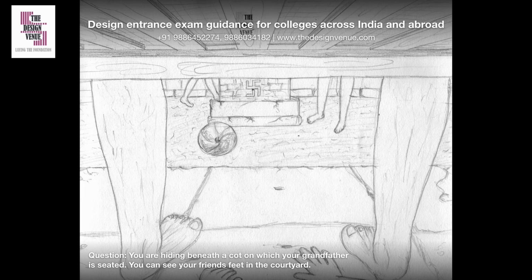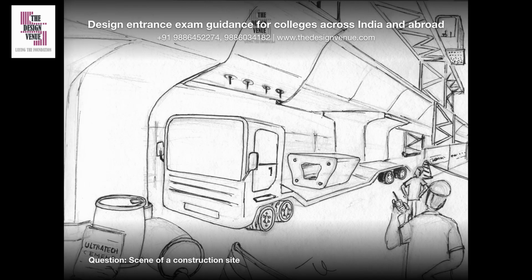Also notice the use of textures. Wooden textures have been used, textures to depict cloth of the cot, the textures on the soil of the courtyard, and also bricks. In this example, you can see interest has been added by adding foreground elements such as cement bags and tanks. You can also show background elements such as in this case it's the machinery.